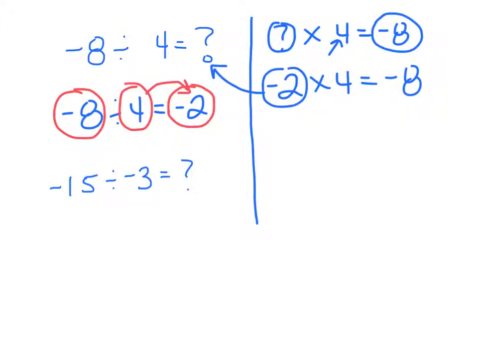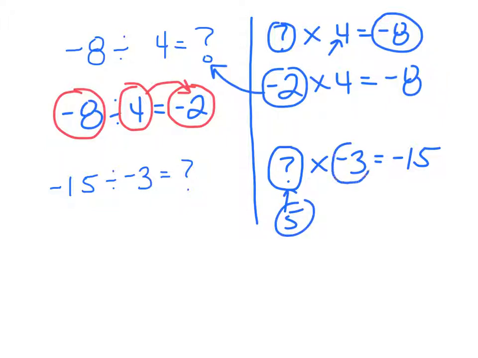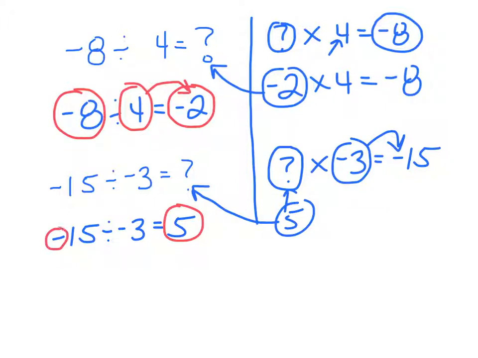Let's do the same thing with negative 15 divided by negative 3. I'm going to change that to a multiplication problem. So the answer times negative 3 has to equal a negative 15. For the multiplication rules to work, this answer has to be a positive 5, because a positive times a negative gives me the negative. So negative 15 divided by negative 3 is equal to 5. Once again, I have two signs that are the same, and I get a positive.